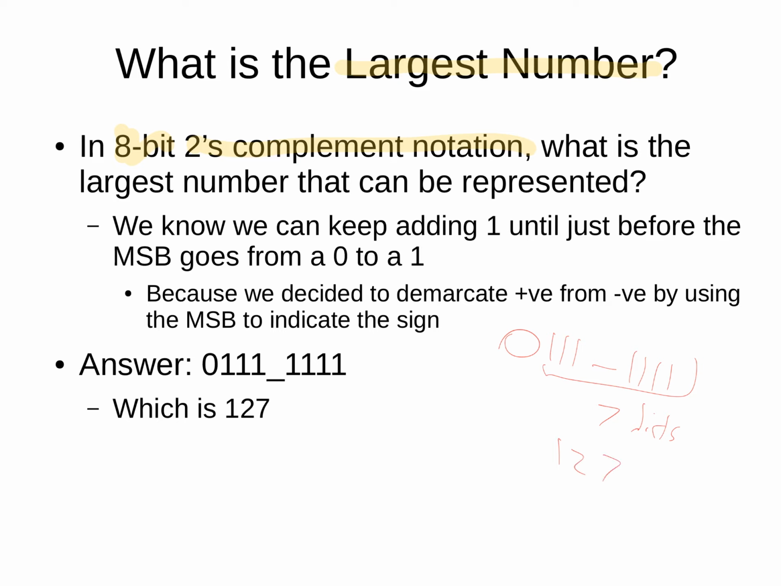In general, if I have an n-bit number, then the largest 2's complement number I can represent will be 0 followed by n-1 ones. And therefore, the largest number I can represent is 2^(n-1) minus 1.